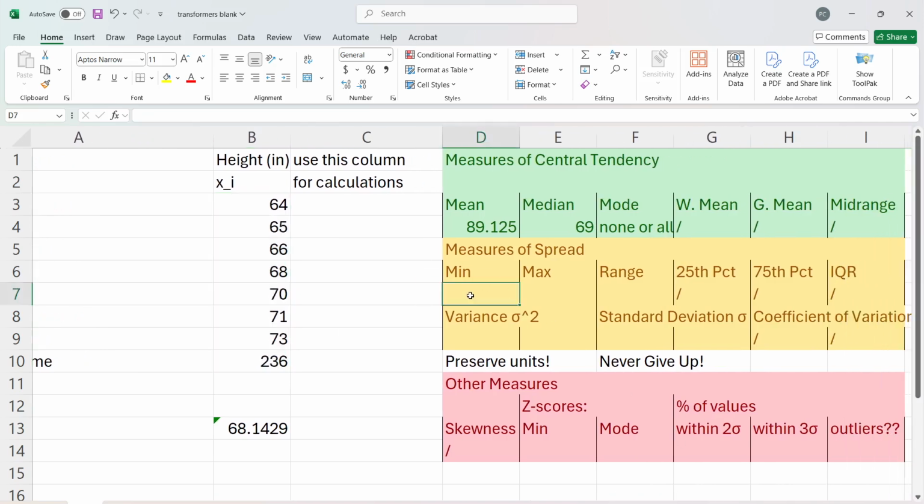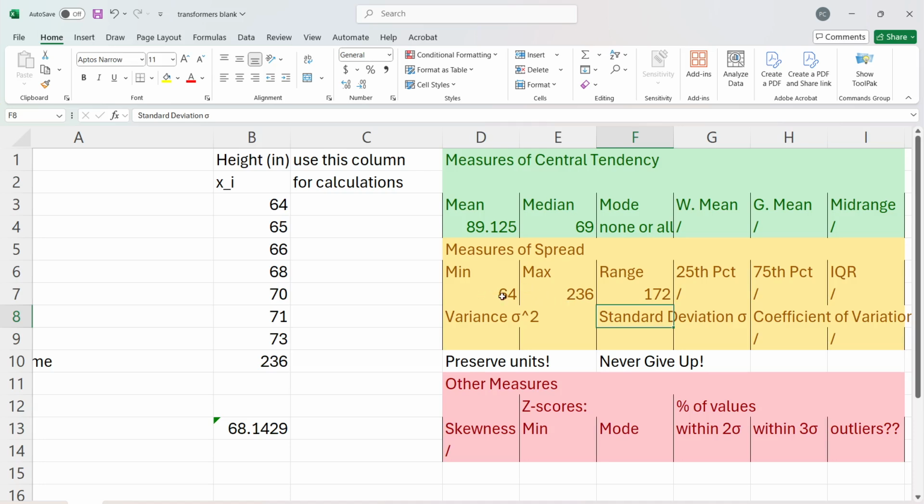Well, the minimum of the data set is easy enough. I can see that the small number is 64. The maximum of the data set is easy enough. I can see that the giant number is 236. The range being, of course, equal to the maximum minus the minimum, this number minus that number, is 172. So the difference between the shortest person in the sample and the largest person in the sample is 172 inches, which is something like 15 feet. That's an enormous number.